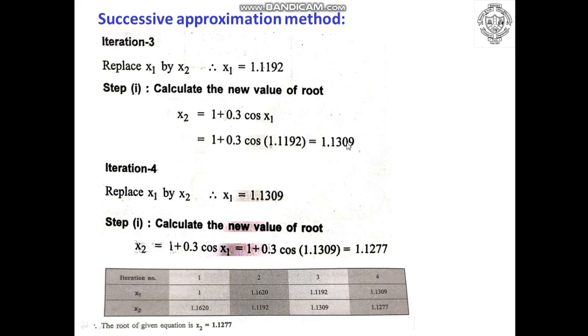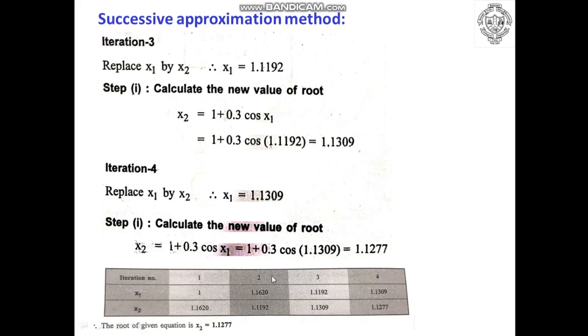Again you have to replace x1 with x2 in the fourth iteration. So my new x1 will be this x2, 1.1309. Now I'll calculate the value of the new root by considering the same formula, x2 = 1 + 0.3 cos x1, which is nothing but 1 + 0.3 cos 1.1309. The answer is 1.1277.